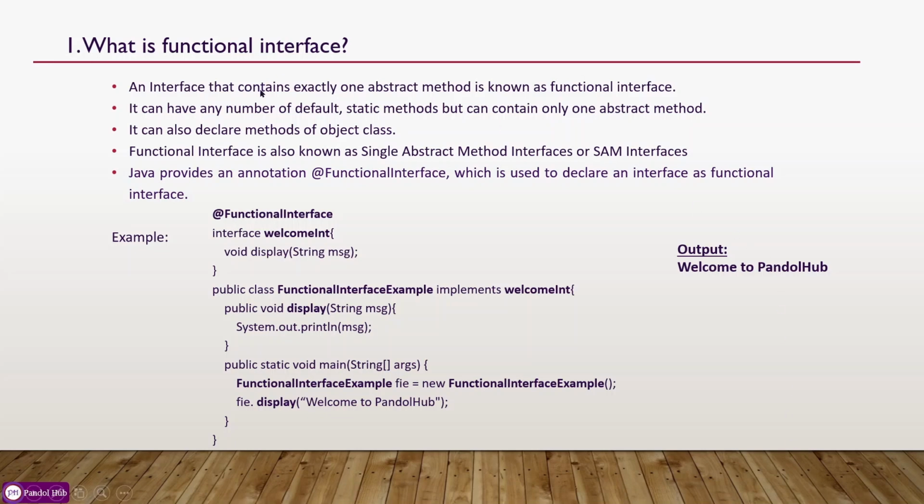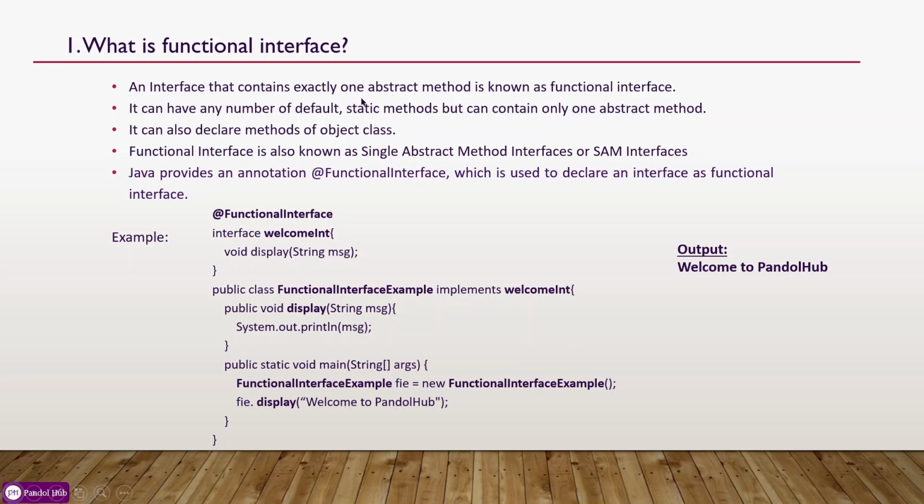An interface that contains exactly one abstract method is known as a functional interface. So any interface which contains only one abstract method is called a functional interface. It can have any number of default or static methods, but can contain only one abstract method.